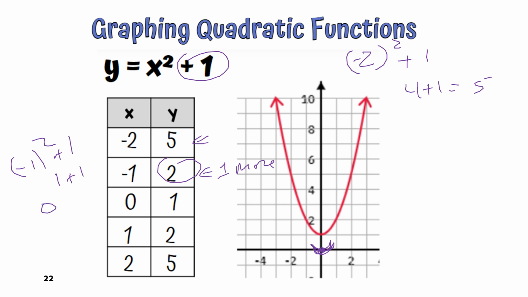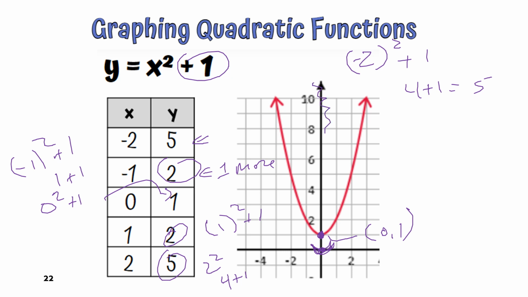If you did 0 squared plus 1, you got 1. Then over here, if you did 1 squared plus 1, you got 2. Then 2 squared plus 1, 2 squared is 4, 4 plus 1 is 5. And then all these points are on the parabola. Here's your vertex. Vertex is 0, 1.